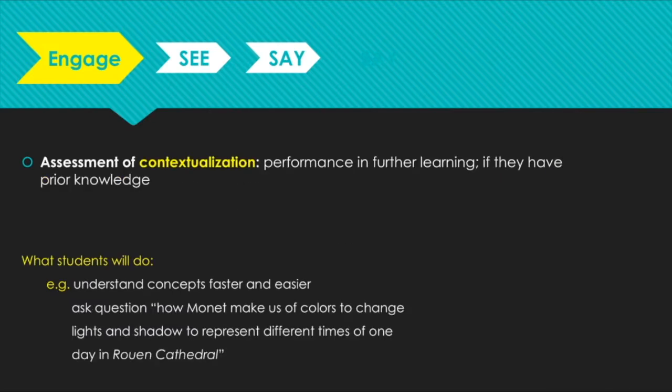And we can assess contextualization by watching students' performance in further learning, whether students already have prior knowledge that can benefit them in classroom learning, whether they can use such terminology to discuss with teachers, raise questions. For example, if one can ask questions, how Monet makes use of colors to change light and shadow to represent different times of one day in the Rouen Cathedral series.